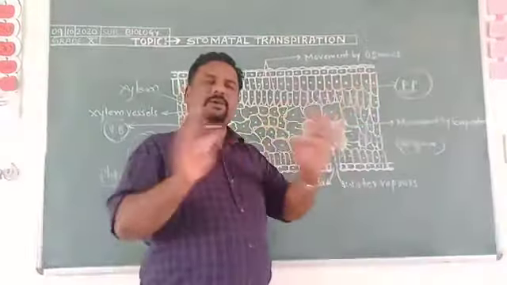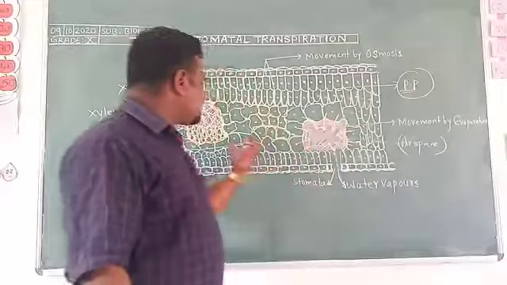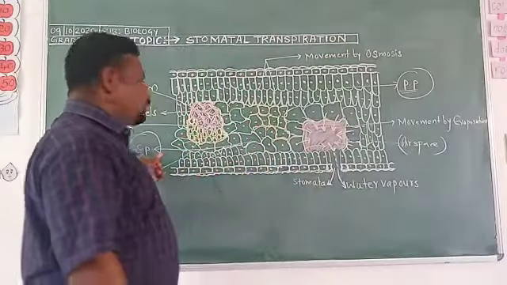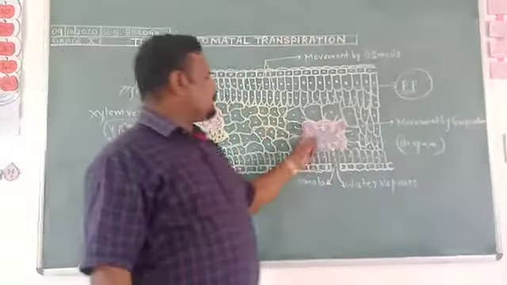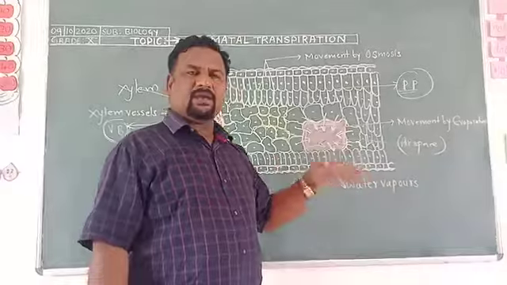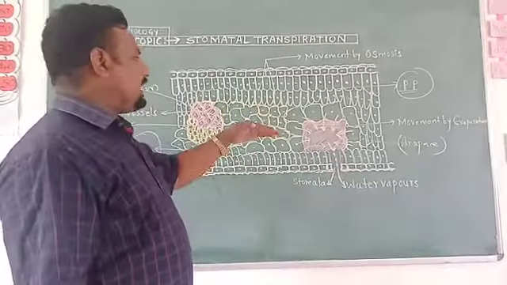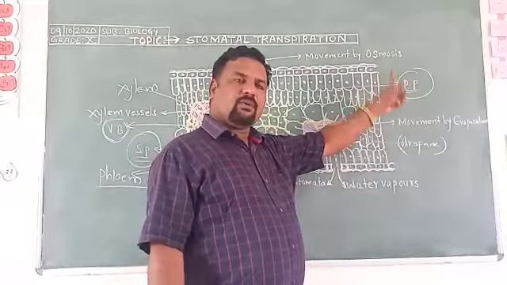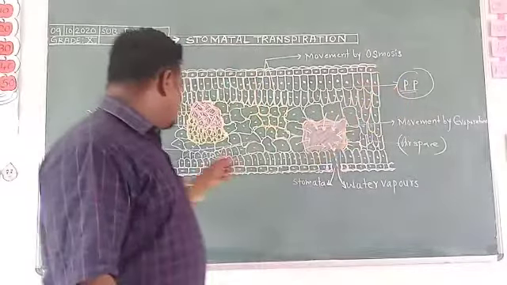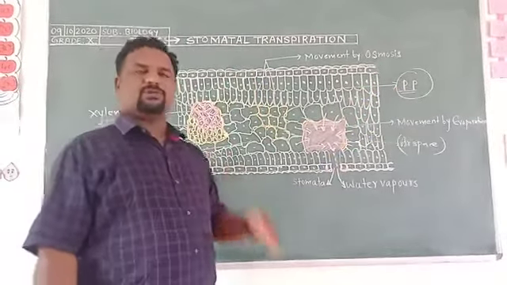There is no intercellular space among palisade parenchyma. There is an intercellular space among these spongy parenchyma, so the air space we are able to see. Now here, what is the mechanism of this stomatal transpiration? And before that, palisade parenchyma have more amount of chlorophyll, and the spongy parenchyma have less amount of chlorophyll.